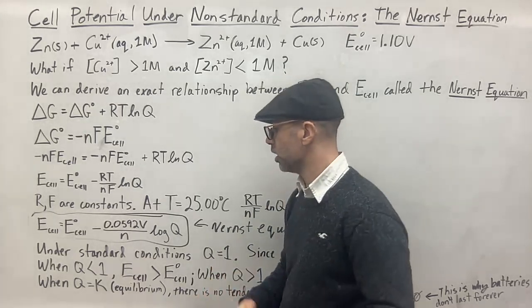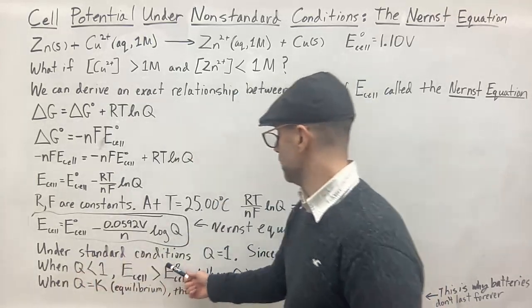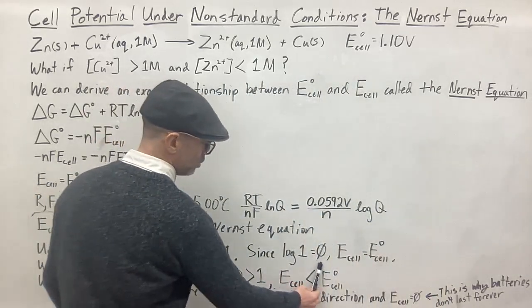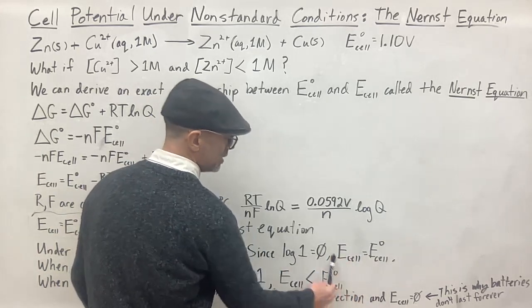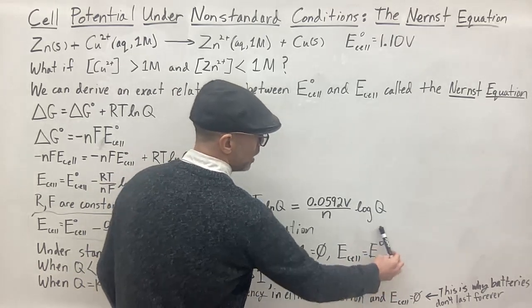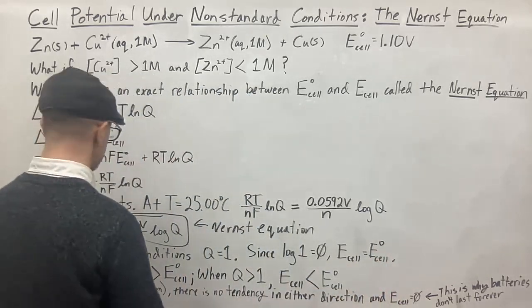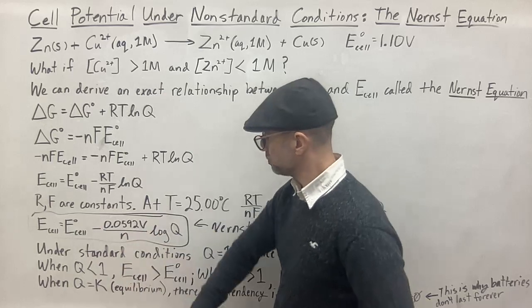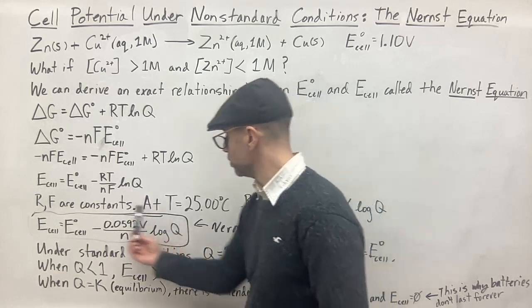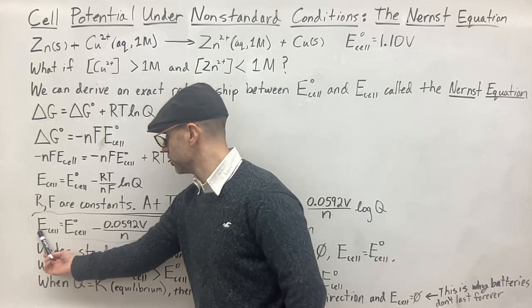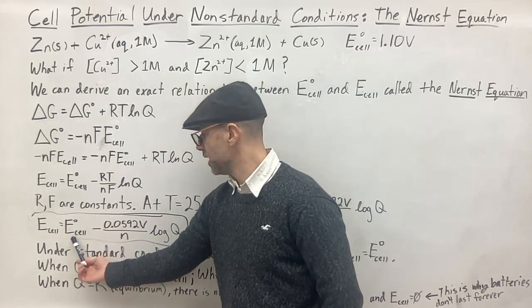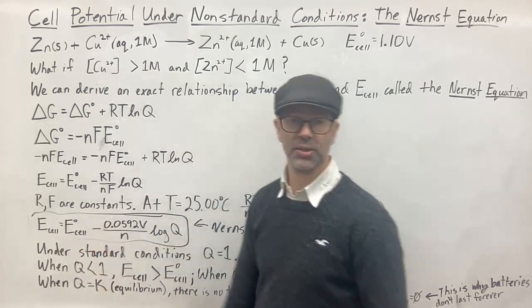A couple of things that this tells us already. Under standard conditions, where Q equals 1, since the log of 1 is 0, the E cell under non-standard conditions will end up being equal to the cell potential under standard conditions. We can see this from the equation: if Q is 1, then the log of Q is 0, and we're multiplying 0 times this, so the whole term becomes 0, and the non-standard cell potential equals the standard cell potential. These are now equal to each other.